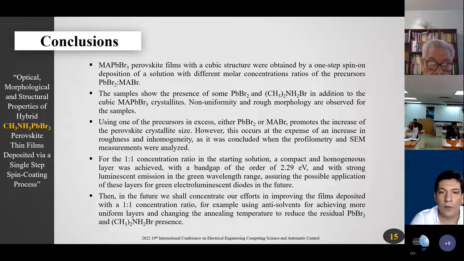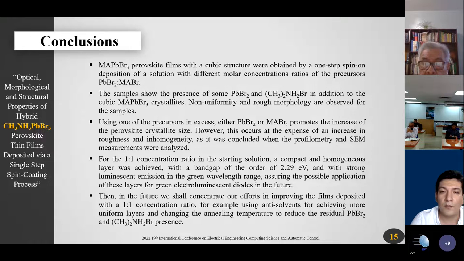For the 1-to-1 concentration ratio in the starting solution, a compact and homogeneous layer was achieved with a band gap of the order of 2.29 electron volts, and with strong luminescence emissions in the green wavelength range, assuring the possible application of this layer for green electroluminescent diodes in the future.